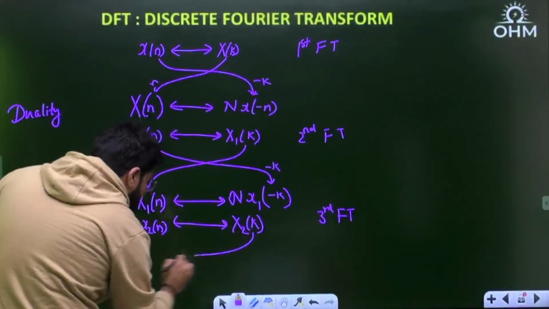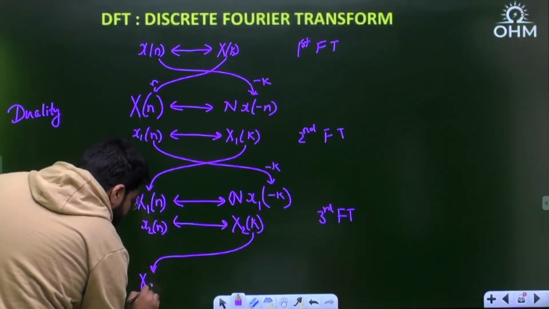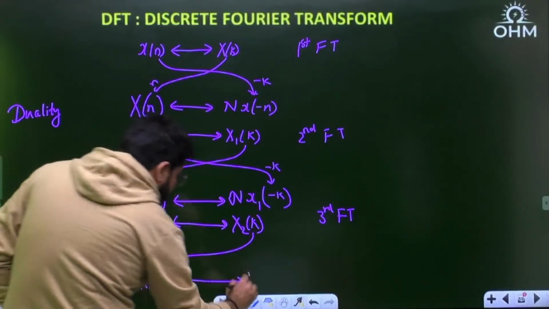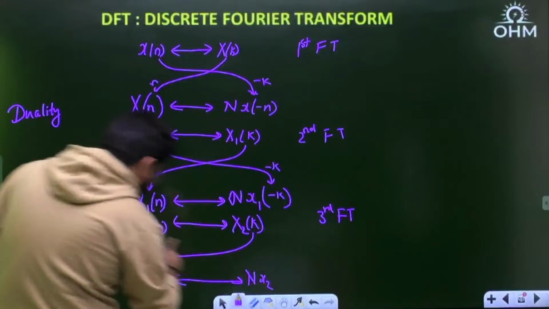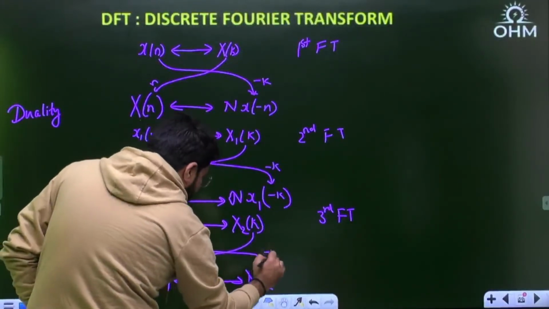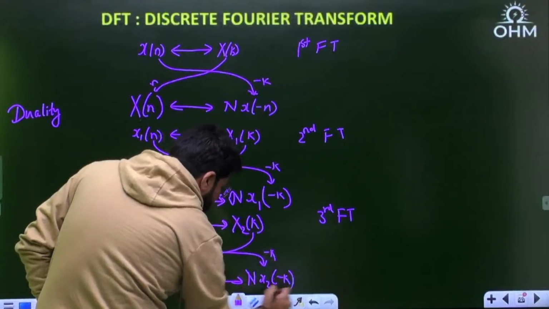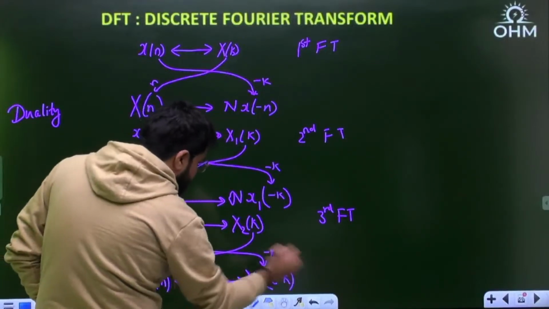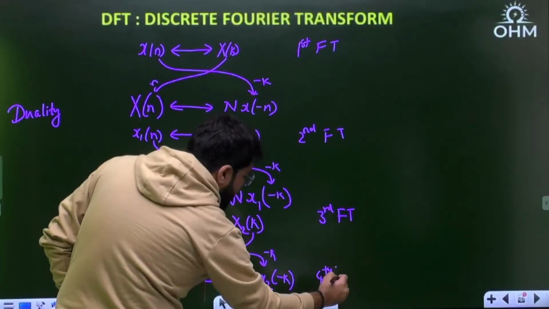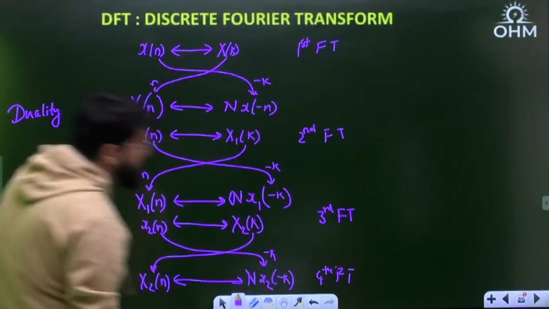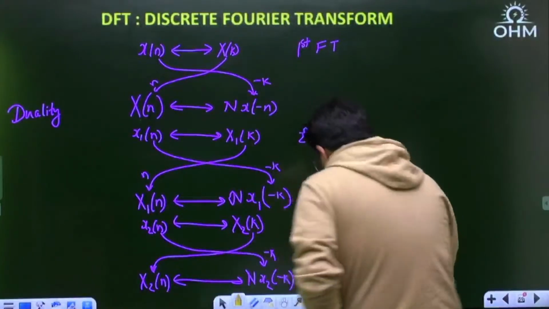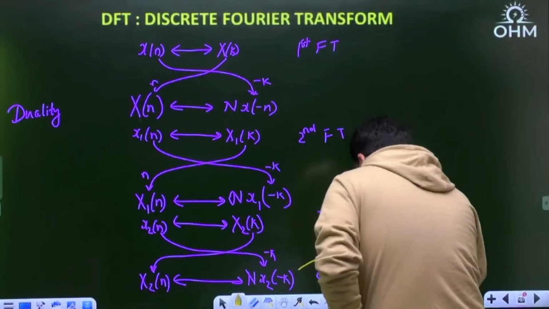Again duality. Convert this k to n. So capital X2n will have the DFT, what? N small x2, the time function, and replace n by minus k. So small x2 of minus k. And this is the fourth Fourier transform, and the fourth Fourier transform should be the signal yn. Now what is this fourth Fourier transform? Let me simplify it.